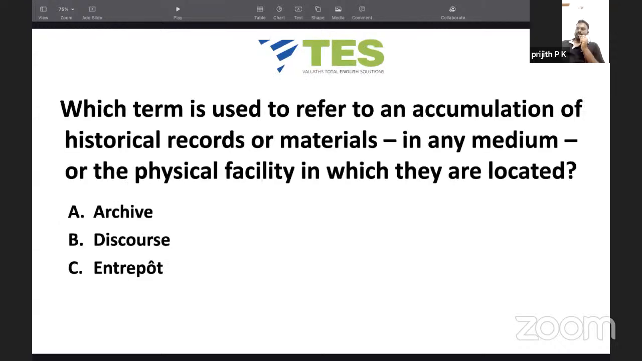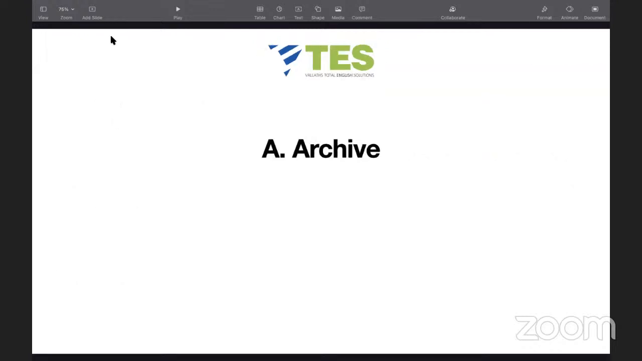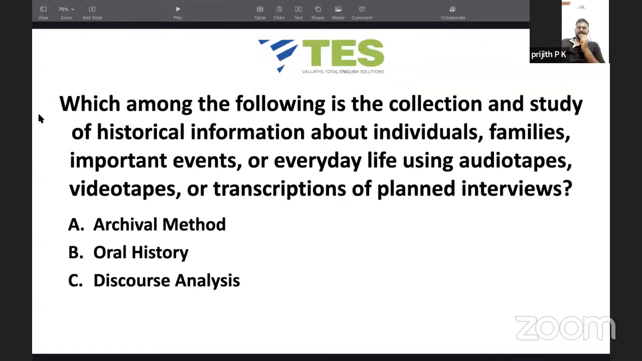Next, please. Question. Which term is used to refer to an accumulation of historical records or materials in any medium or the physical facility in which they are located? Options: archive, discourse, entrepot. I think that is easy. The answer is? Yes, it's archive. We are getting correct answers. Very good.